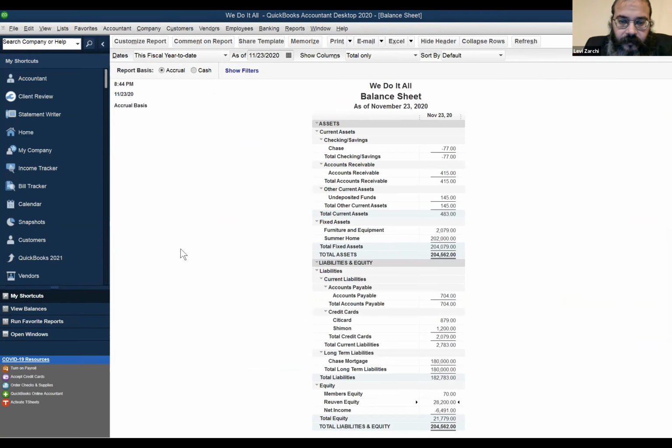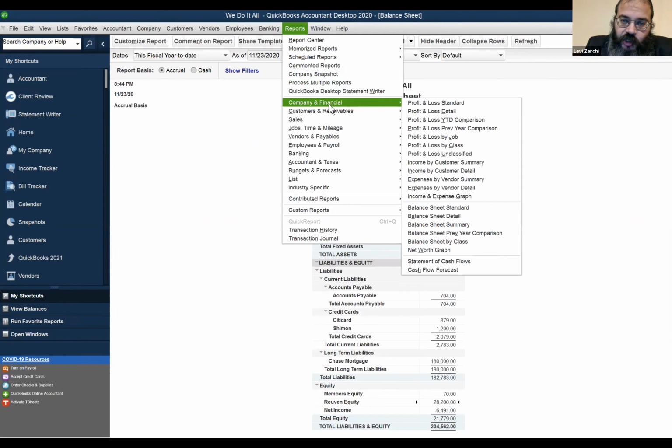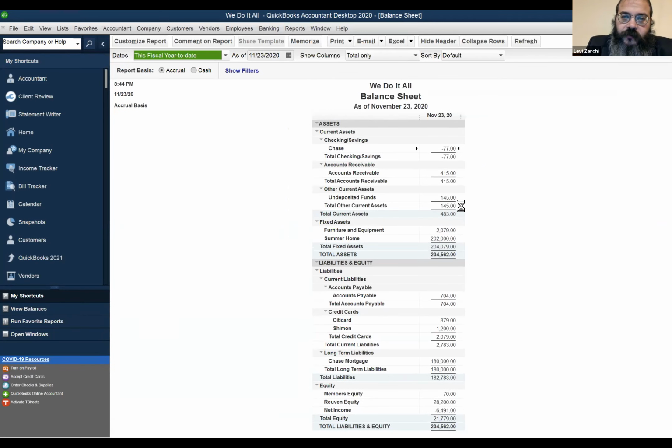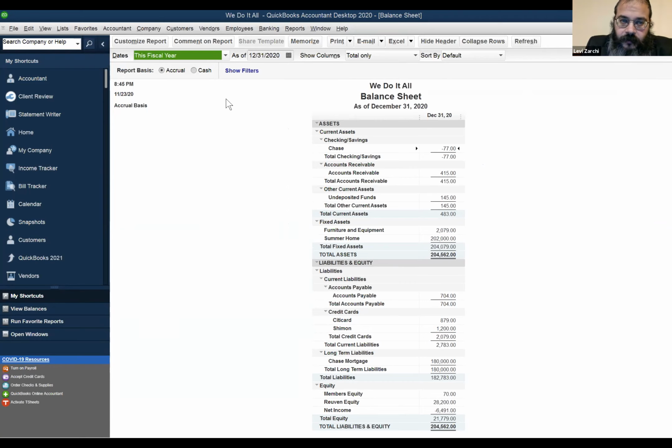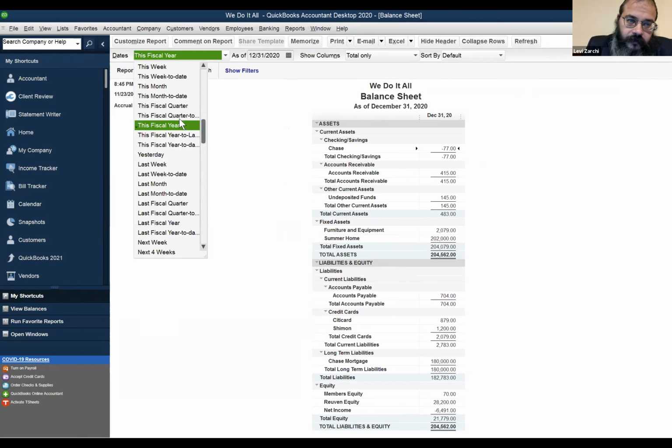I'm going to pause here and see. Now, if you close the balance sheet, all you have to do is go back to reports on the top, go to company and financial, and go to the second section called balance sheet standard. Make sure you're choosing either this fiscal year to date, which is fine, or this fiscal year in total.